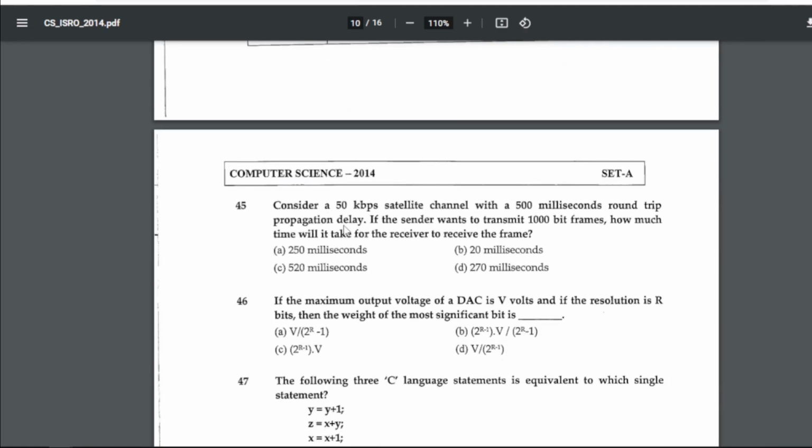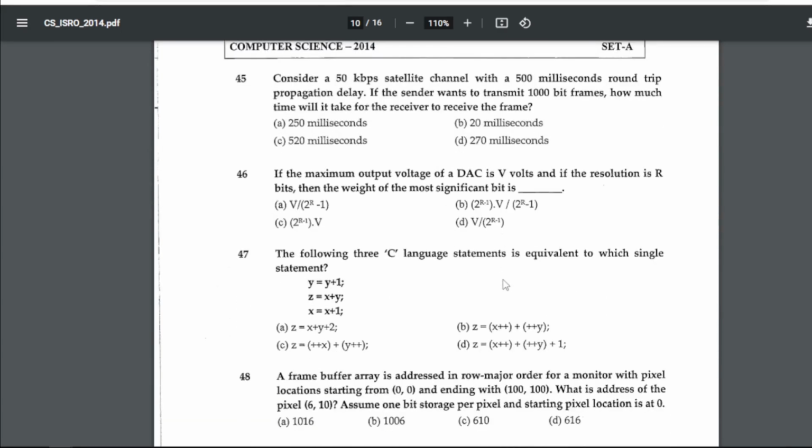Question number 45 is: consider a 50 kbps satellite channel with a 500 milliseconds round trip propagation delay. If the sender wants to transmit 1000-bit frames, how much time will it take for the receiver to receive the frame? So for 45, our answer will be D, that is 270 milliseconds.